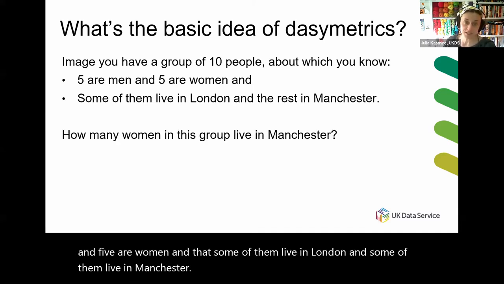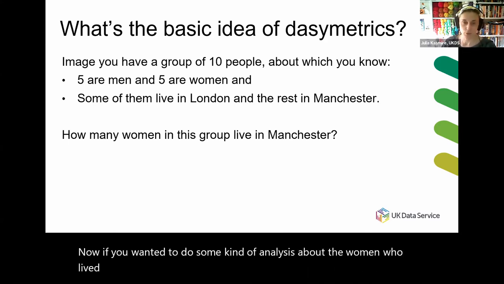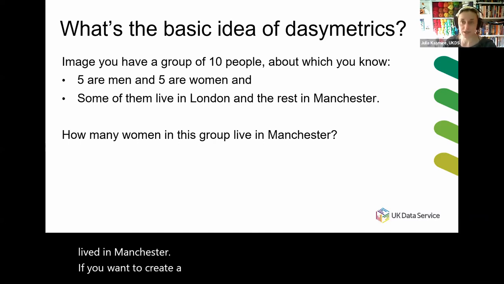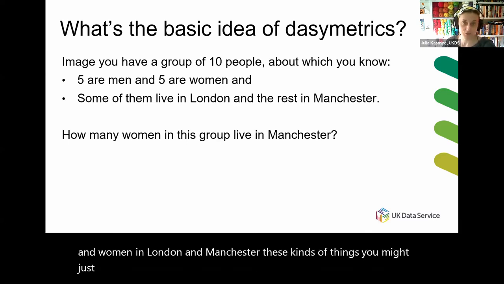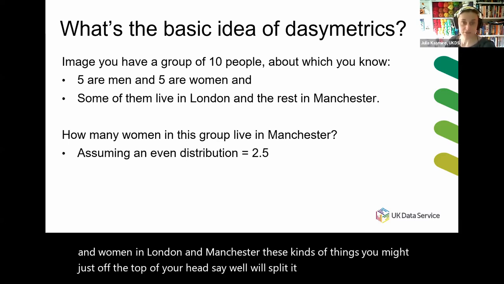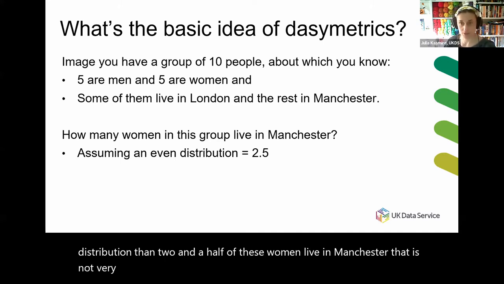Now, if you wanted to do some kind of analysis about the women who lived in Manchester, if you want to create a map, for example, that shows the breakdown of men and women in London and Manchester, you might just off the top of your head say, well, we'll split it evenly. If we assume an even distribution, then 2.5 of these women live in Manchester. That is not very believable, if you know anything about how women are divided.